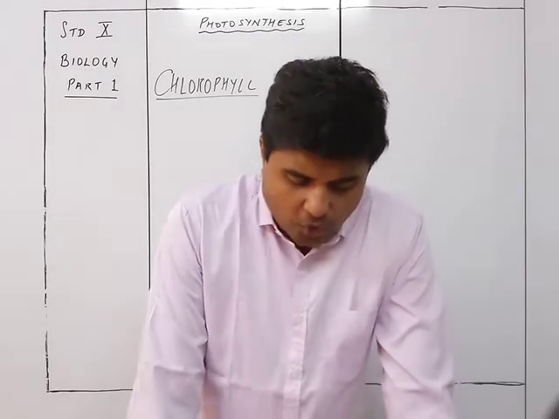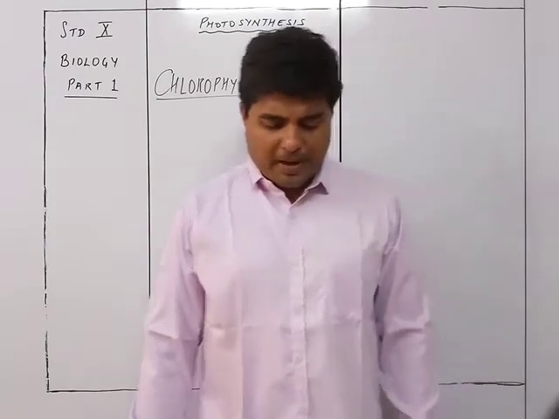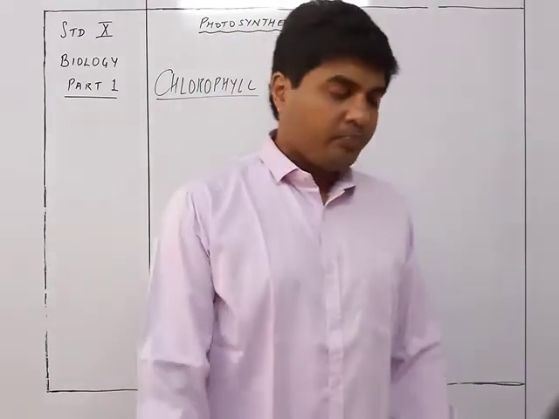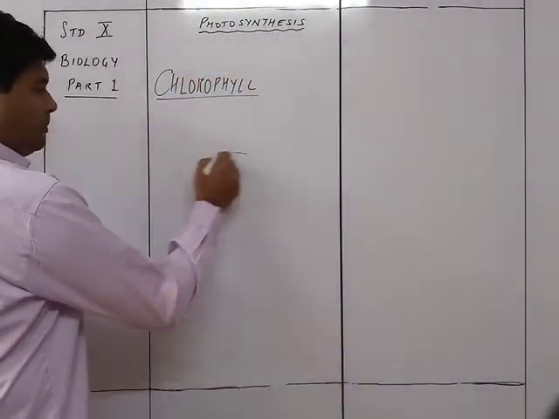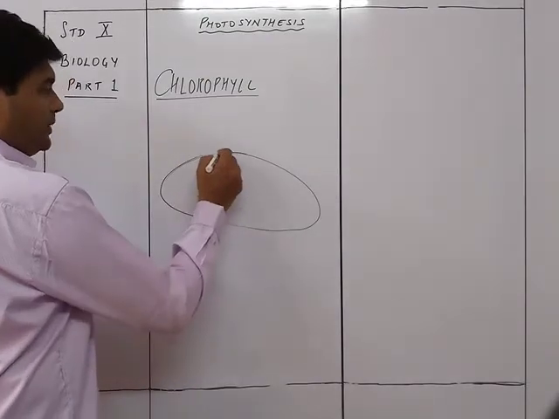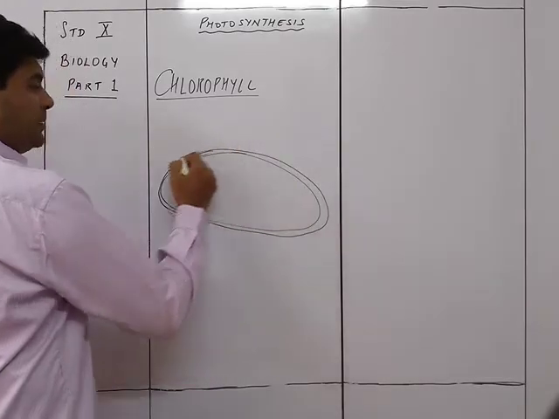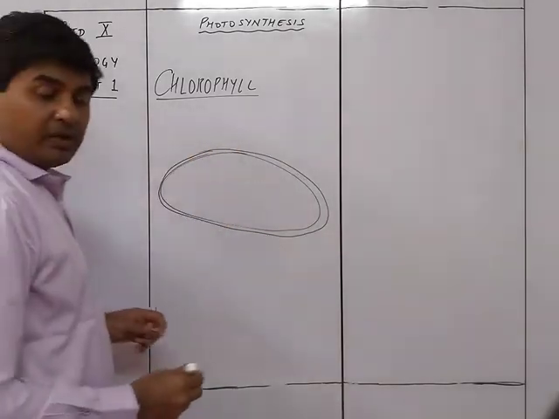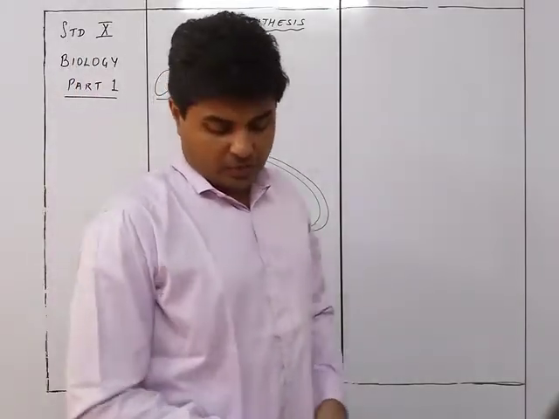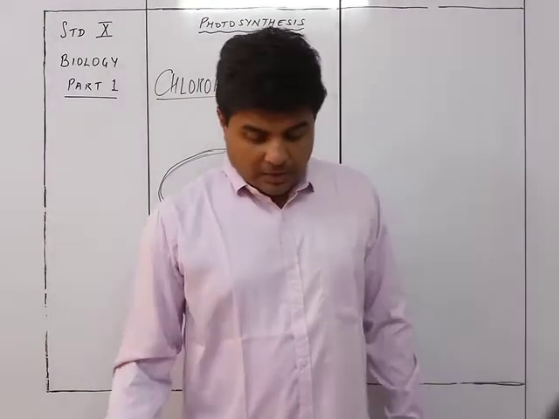Chloroplasts are minute oval bodies bounded by double membranes. So it's an oval body like this, having a double membrane. It is a double membrane kind of oval structure. Just a simple oval structure of a chloroplast.